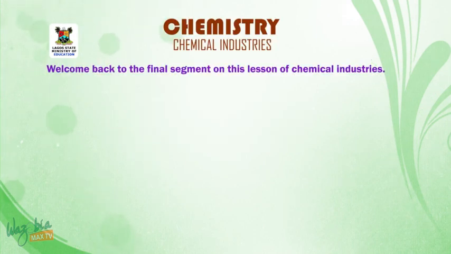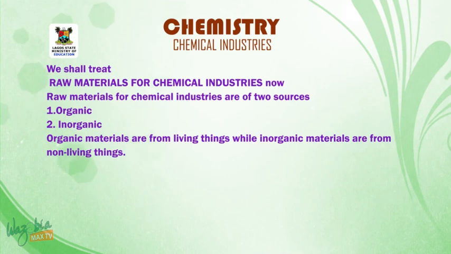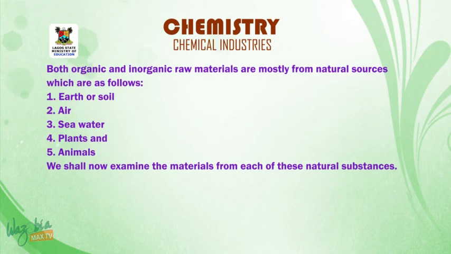Welcome back to the final segment on this lesson of chemical industries. We shall treat raw materials for chemical industries now. Raw materials for chemical industries are of two sources: 1. Organic. 2. Inorganic. Organic materials are from living things, while inorganic materials are from non-living things. Both organic and inorganic raw materials are mostly from natural sources, which are as follows.